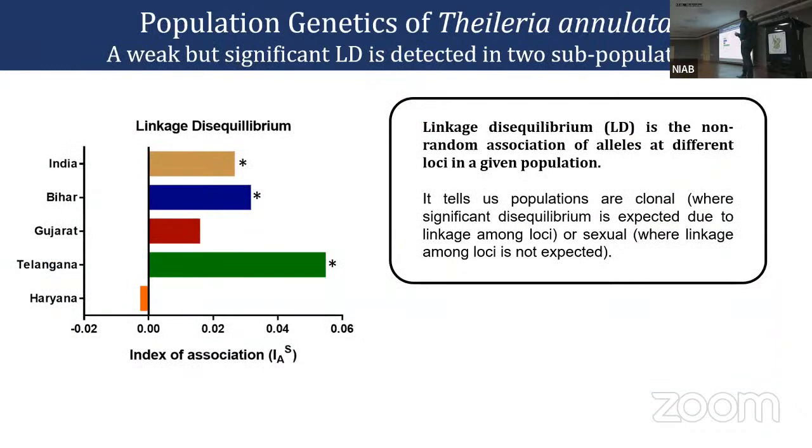Now we have analyzed the linkage disequilibrium. Linkage disequilibrium tells you about the selection pressure on the population. We want to see if certain genotypes are multiplying more than the others. In that case, what we found is that two populations have a weak but significant LD, and this shows that there might be some kind of selection pressure going on in this population.